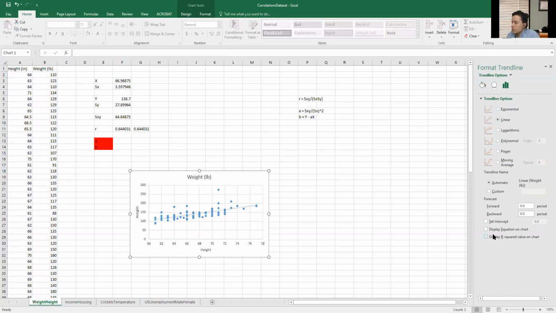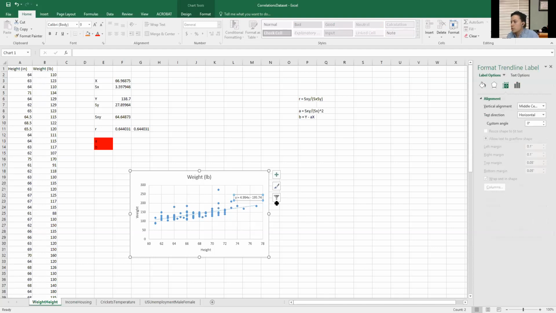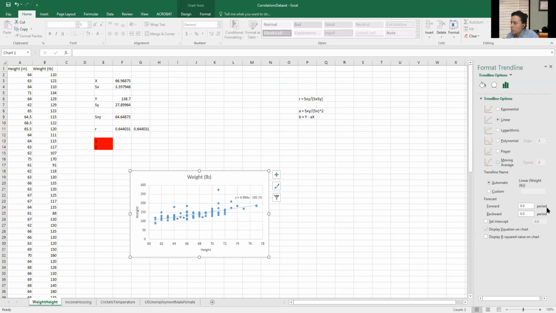And what you can do now is just display the equation on the chart. And then you'll see the equation is going to appear. You can move it so that it's easier to read. Then you can click again on the line. So whatever you click on, that's what you're going to be given options for. And I'm also going to ask it to display the R squared. So this is also giving me the coefficient of determination.